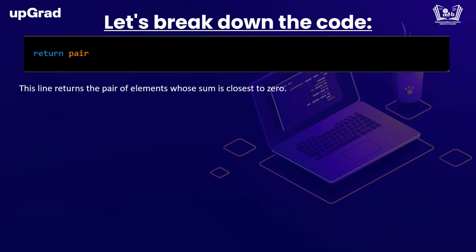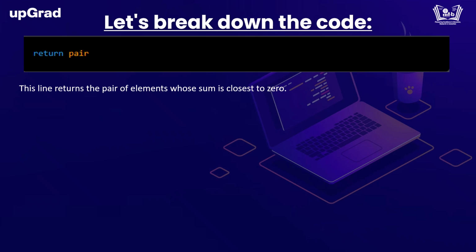Let's break down the code in our third slide. Here I have written the final statement, the return pair statement. This line of code returns the closest pair in the function.